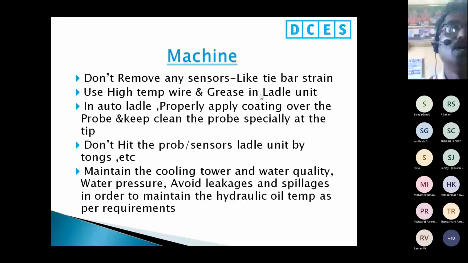Don't remove any sensors like tie bar strain. For example, when you want to run a 1400 ton die in a 1250 ton machine, sometimes they remove the strain gauge and bypass the information to the machine to run the production. This should be avoided. What will happen? It will give you a result in the short term, we can think, but what happened? We are damaging the machine. So this should be avoided.